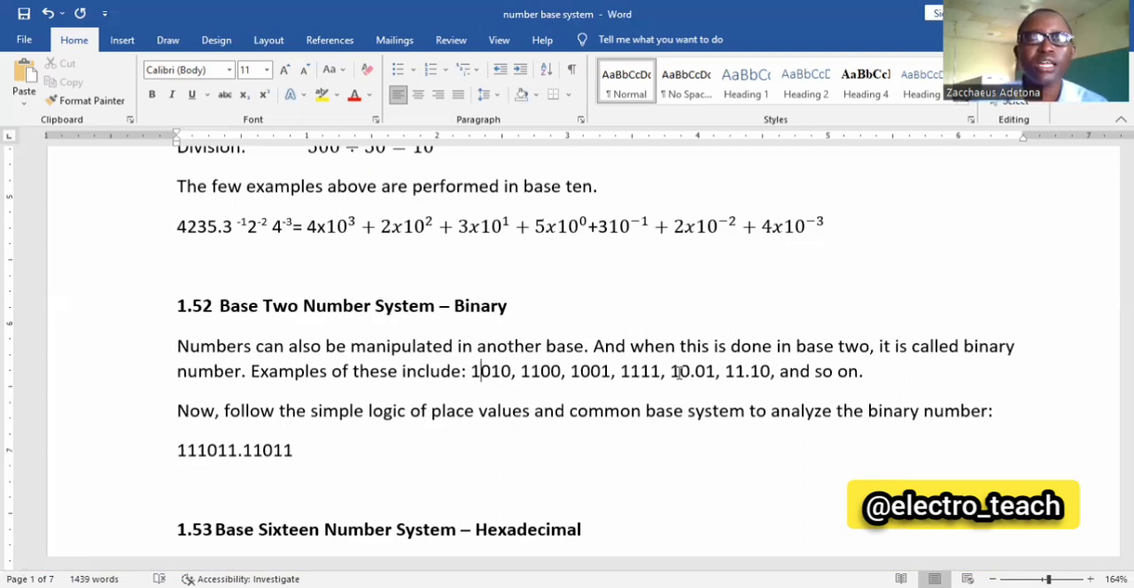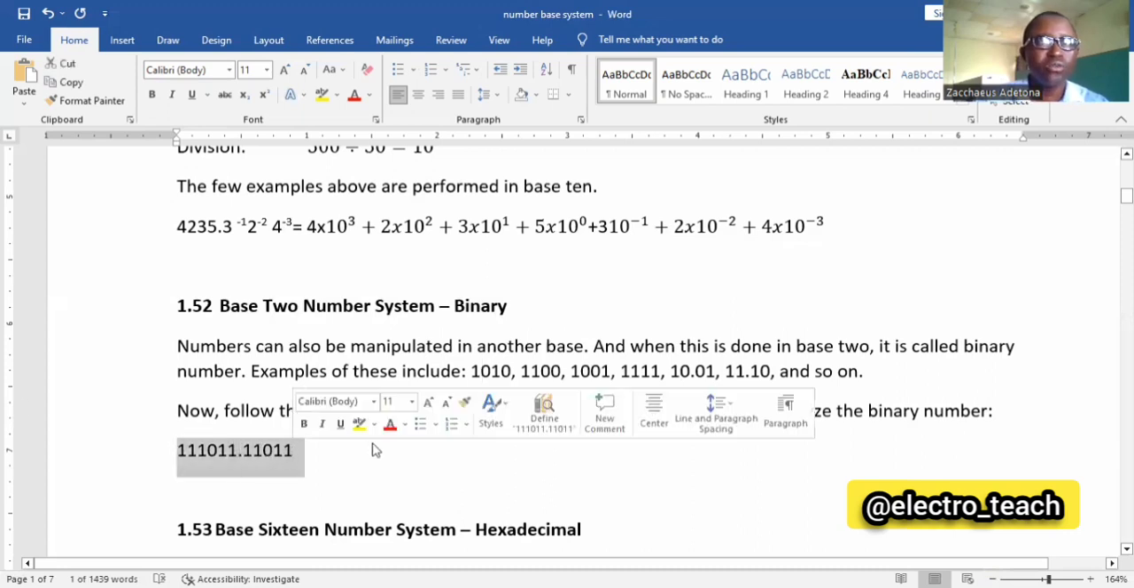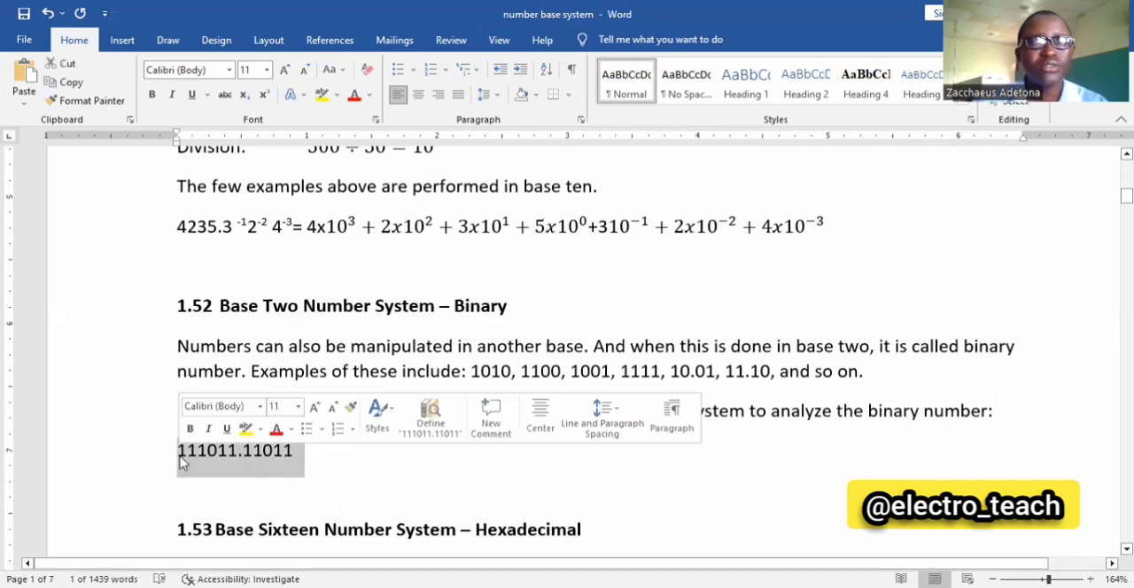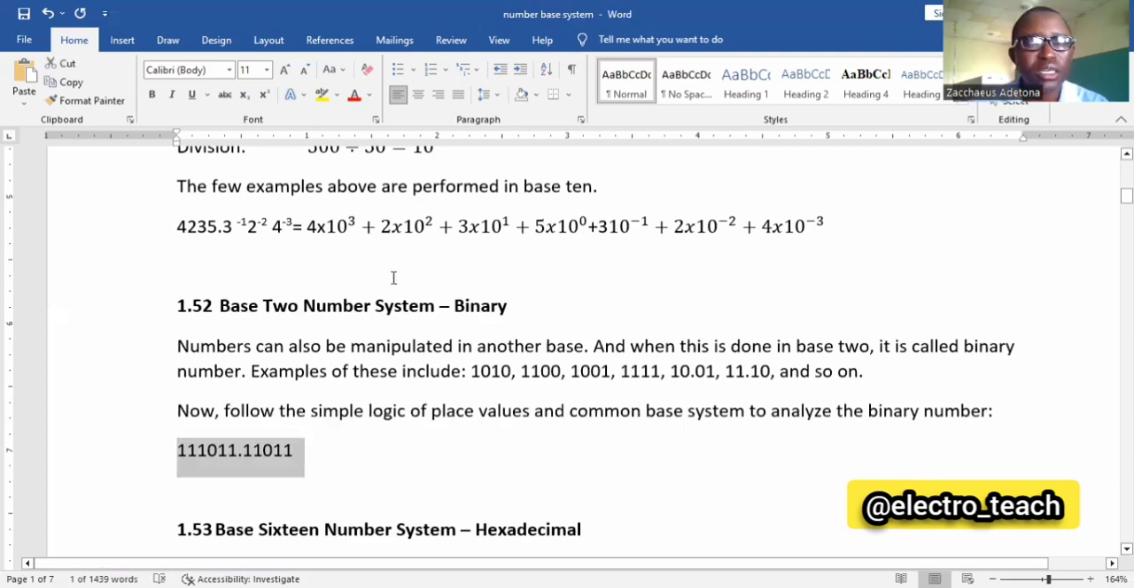Now, let's look at the logic of place values to analyze the binary number. The binary number we have here, for instance, is 111.11011. Now, this number can be converted to another base like base 10 or base 16. As it is now, we don't know the number that it is in base 10 unless we carry out the conversion. That is typically the base 2 numbering system. You see that all the digits you use are only 0 and 1 because we are dealing with base 2.